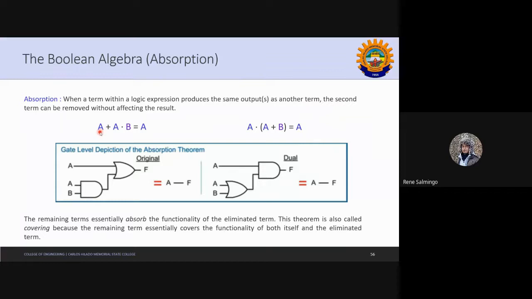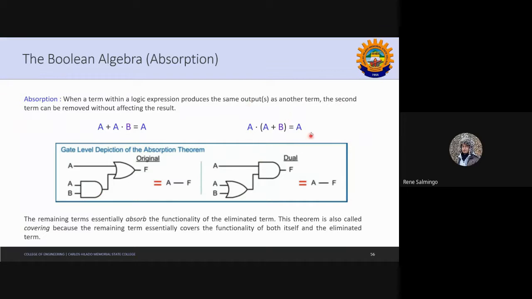So this becomes, which one first? You cannot say A or A, but first you will have A and B. So this is A and B, or A. The result would be A, since you are referring to the OR gate, and whatever your output here will also be A. It will absorb the result here into your A.